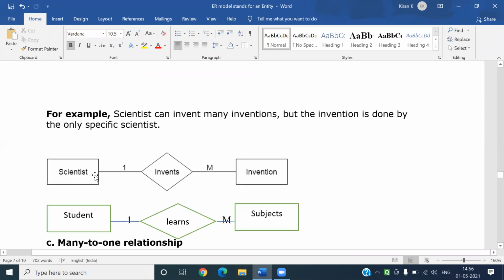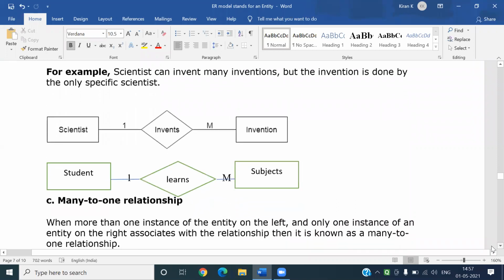And a one-to-many relationship: take one scientist from the scientist domain. He invents many inventions. Similarly, take one student. One student learns more subjects in one semester. This is shown as a one-to-many relationship.